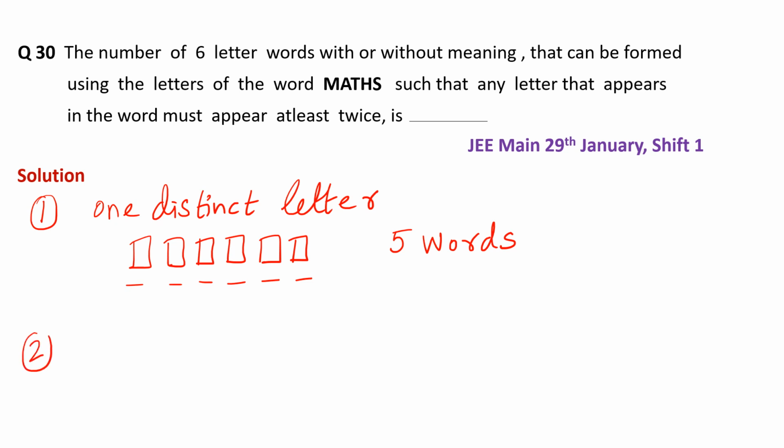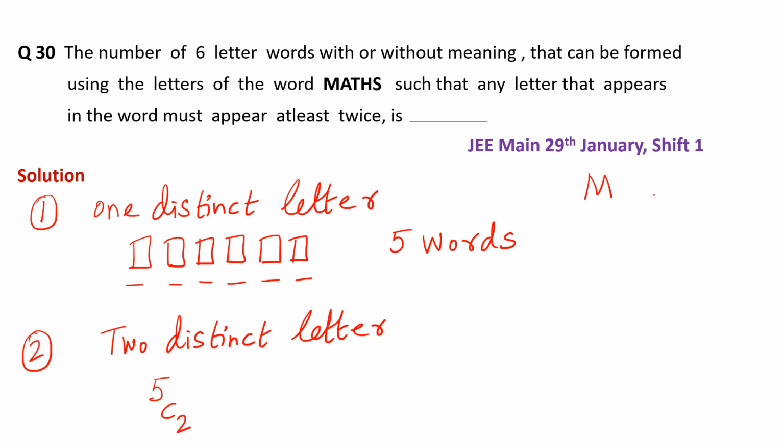Now students, the second case is when there are 2 distinct letters in this 6-letter word. Now to find the total number of 6-letter words in the second case, first of all, we will select 2 letters out of these 5 letters. So this can be done in 5C2 ways. That means there are total 10 such selections of 2 distinct letters. Now let's consider one such selection. Suppose I have selected M and A.